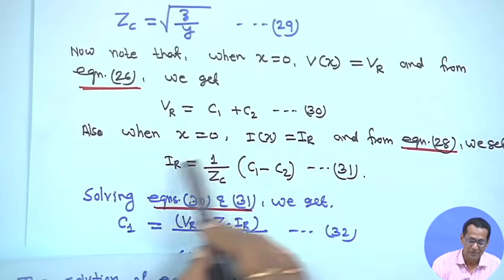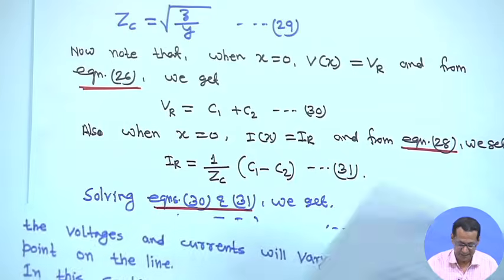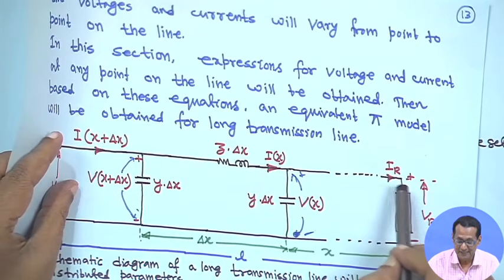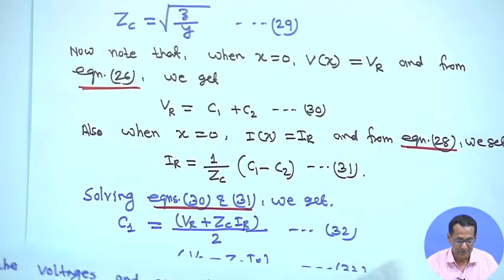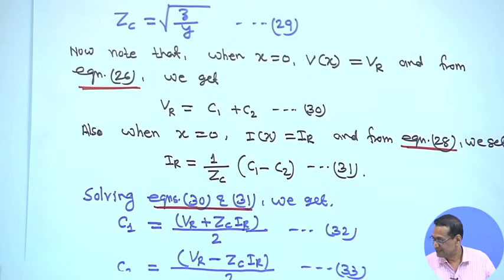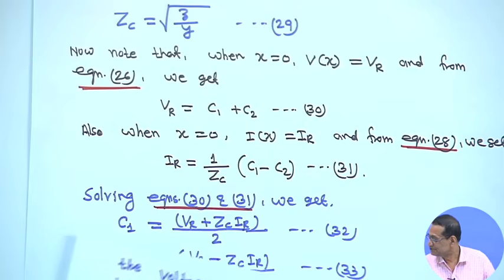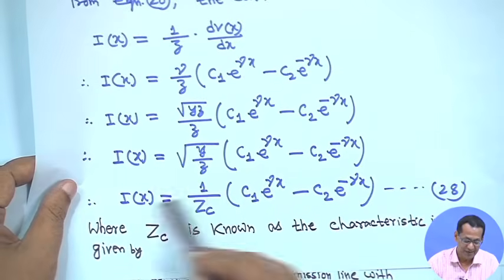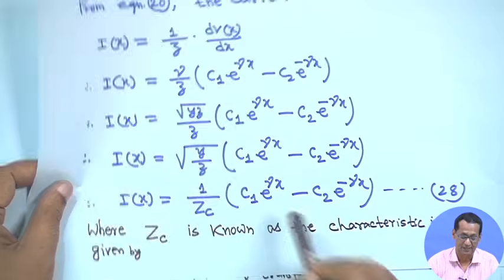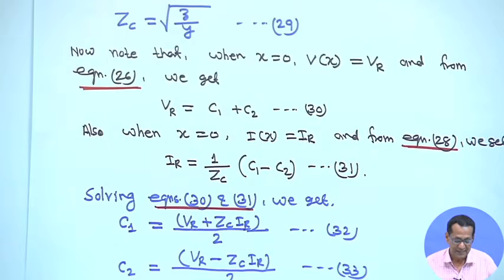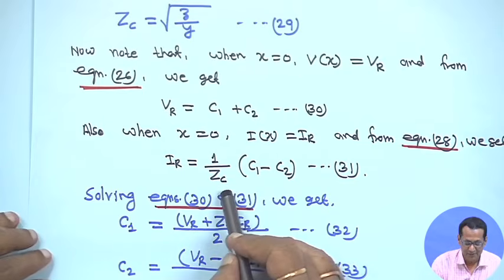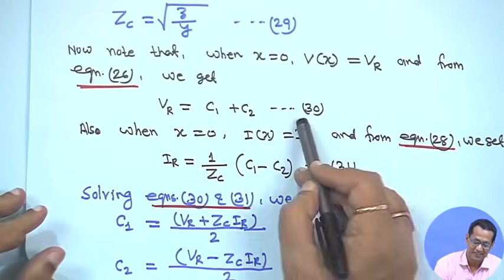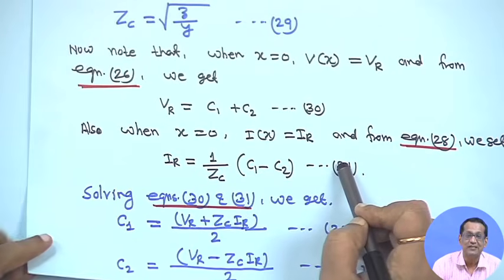Now, also when x is equal to 0, I x is equal to I r. When x is equal to 0, this is the receiving current, so I x is equal to I r. Therefore, in equation 28, when x is equal to 0, I x is equal to I r, you put it. If you do so, then you will get I r is equal to 1 upon Z c into C 1 minus C 2. So, solve equation 30 and 31 for C 1 and C 2.